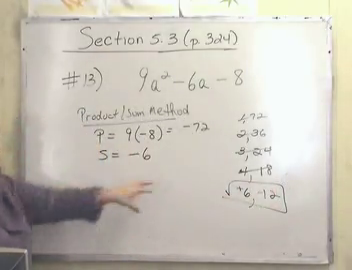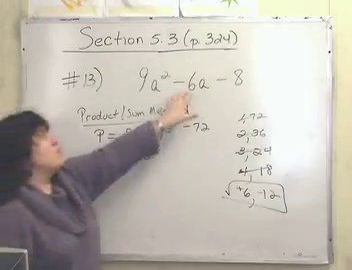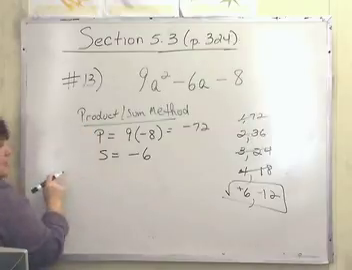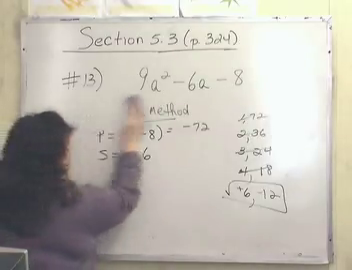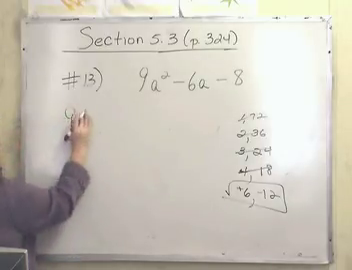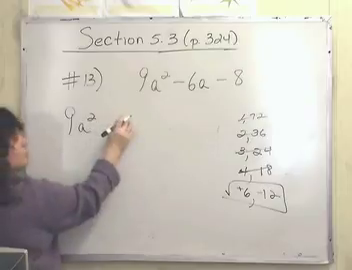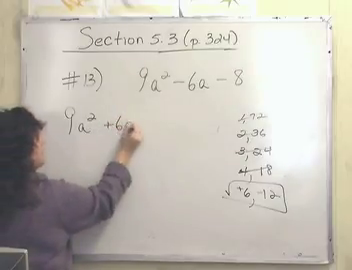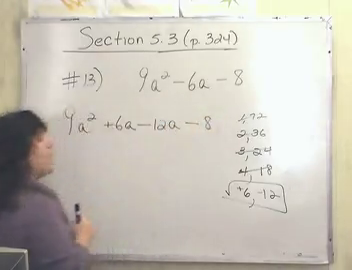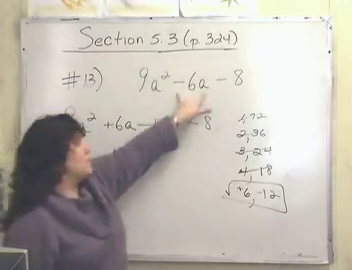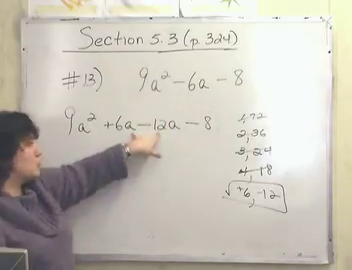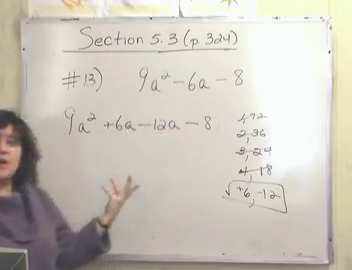What you're going to do is take that combination and replace it for your middle term. So now we're going to rewrite the original as 9a squared plus 6a minus 12a minus 8. So we took the middle term and replaced it with the combination we found. If we were to combine these two terms together, we would get the original back.